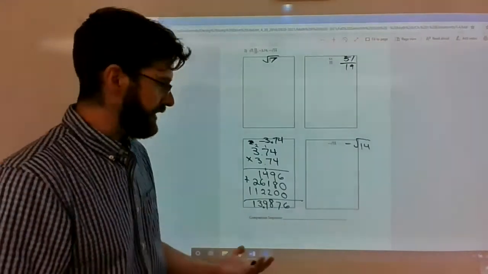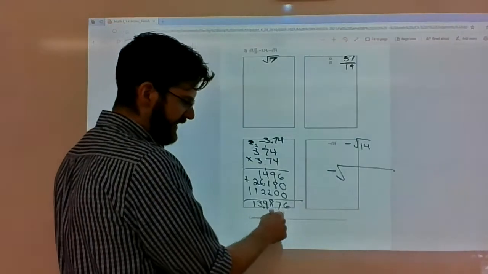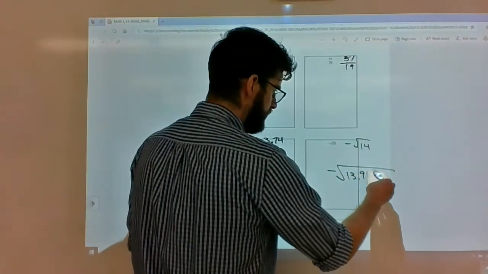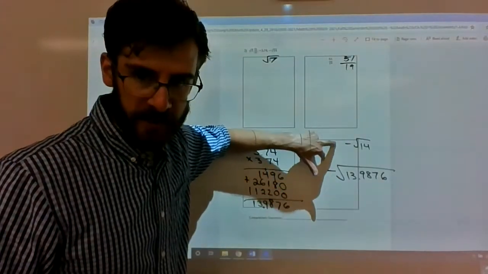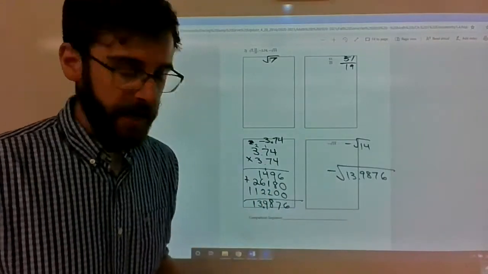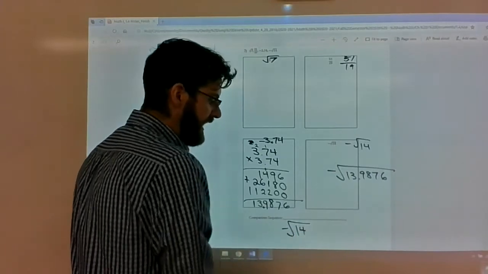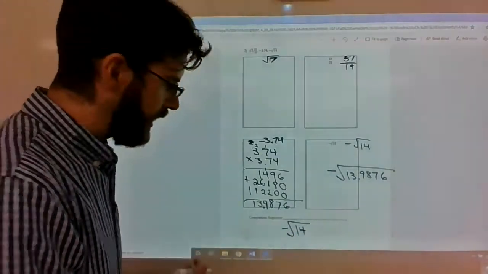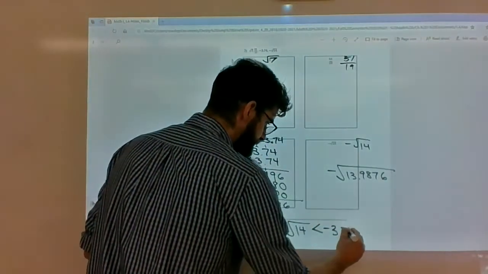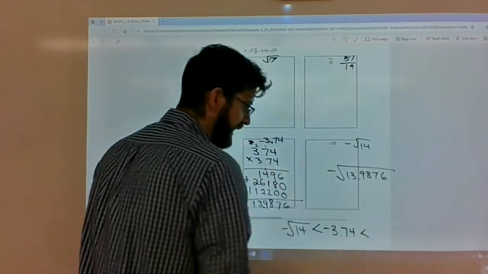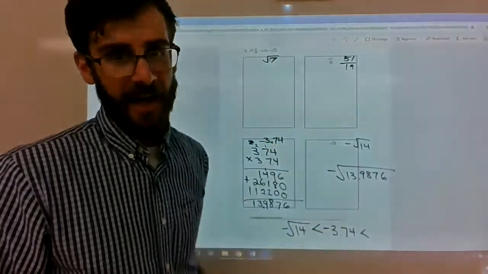And that's good information because now negative root 13.9876, you know that those two values are going to be the smallest in the comparison sequence. So right away, in my comparison sequence down here, negative root 14 is the leftmost number on the number line. It's less than our negative 3.74, which will be less than whichever of these numbers turns out to be smaller. So let's get to that.